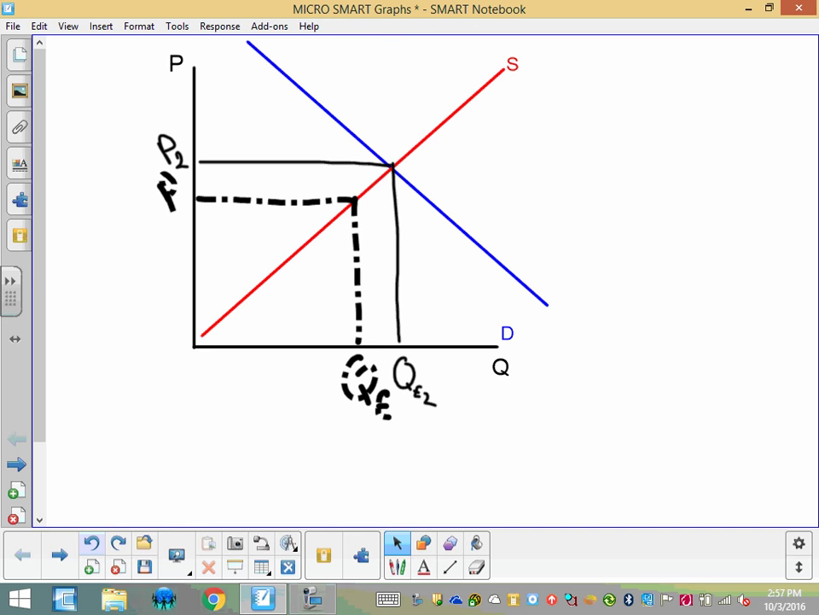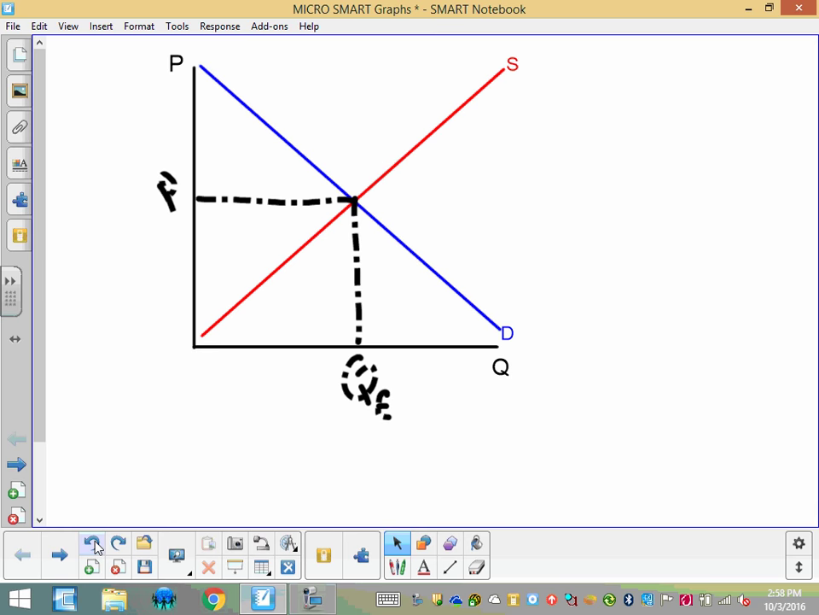Will simultaneous shifts in supply and demand? Yes. No, I'll get to those when we get to those. But yeah, simultaneous shifts will occur.